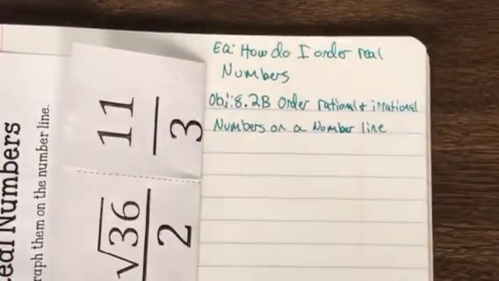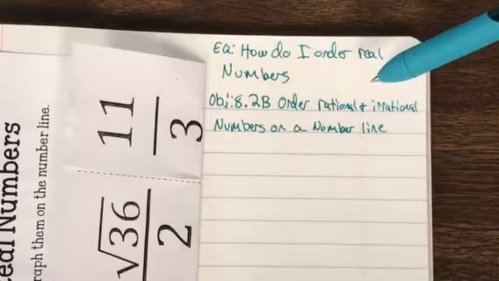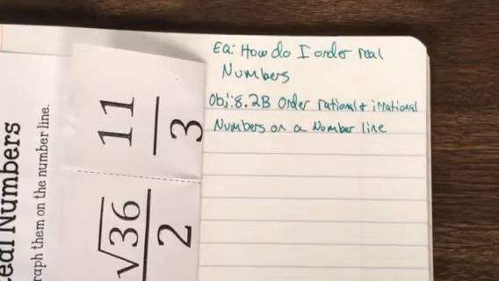This one's going to be on ordering real numbers. So how do I order rational and irrational numbers on a number line? This is objective 8.2b. Go ahead and pause the video to write this down if you have to.